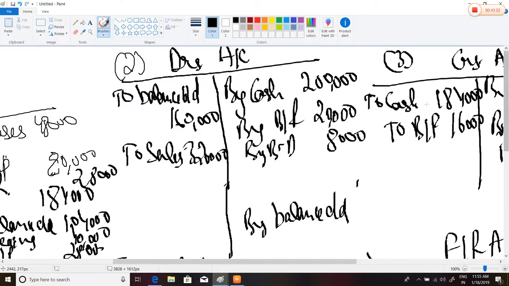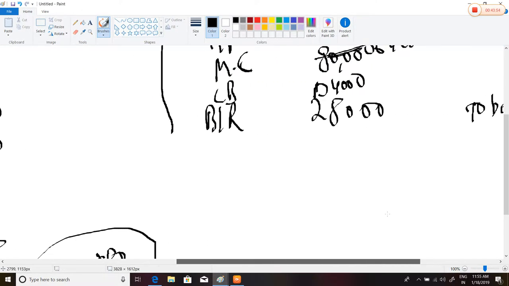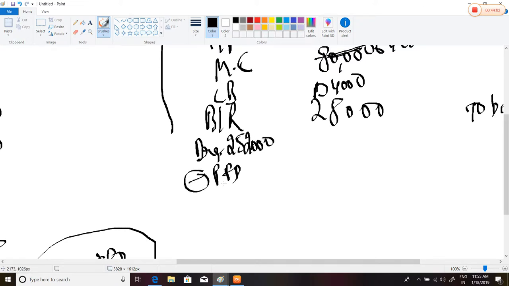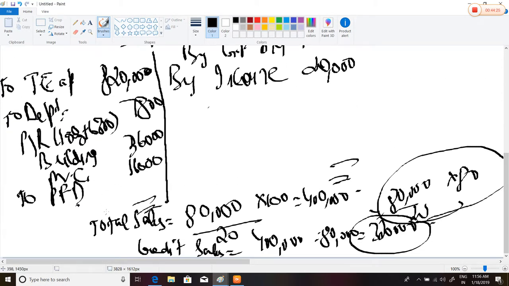Then debtors account. 1,60,000 plus 3,20,000 minus 2,20,000 minus 8,000. $2,52,000 is the closing balance for debtors. $2,52,000. Now, minus provision for bad debts at the rate of 2%. 5,040. Two four six nine six zero.